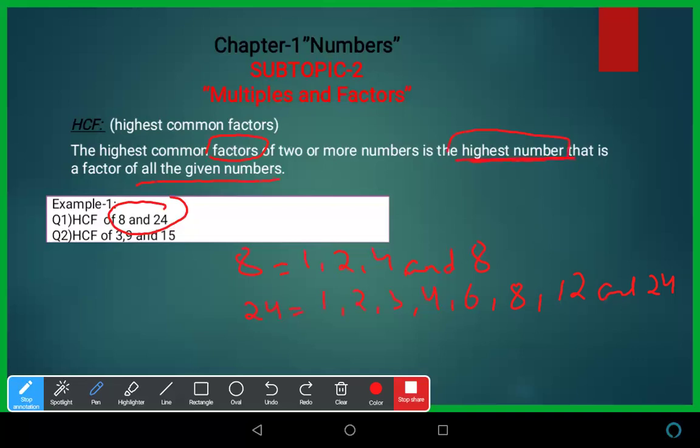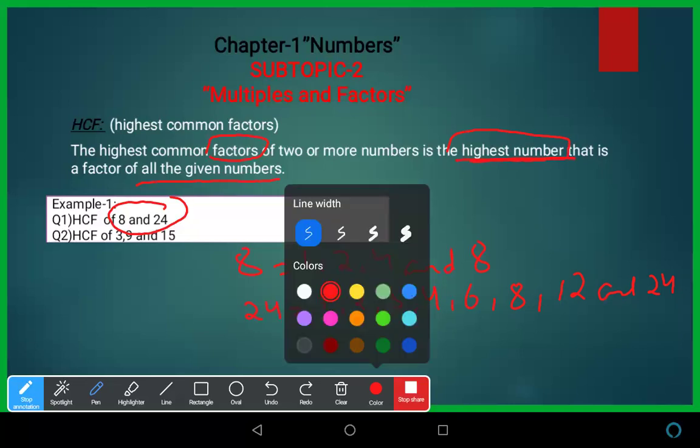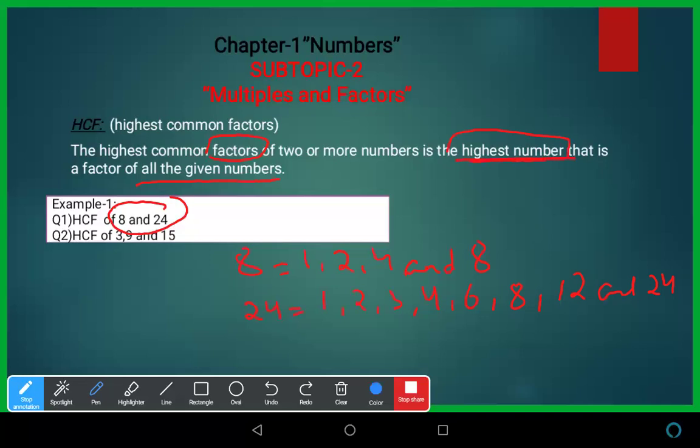So previously we saw in the LCM that the smallest number that is a multiple of all the given numbers is the LCM. In the HCF, it is the highest number that is a factor of all the given numbers. So we have to check which is the highest common number that is a factor of all the numbers. The highest value for the first number is 8, and for 24 as well. So when we match them, we got 8. So the HCF of both numbers is 8.